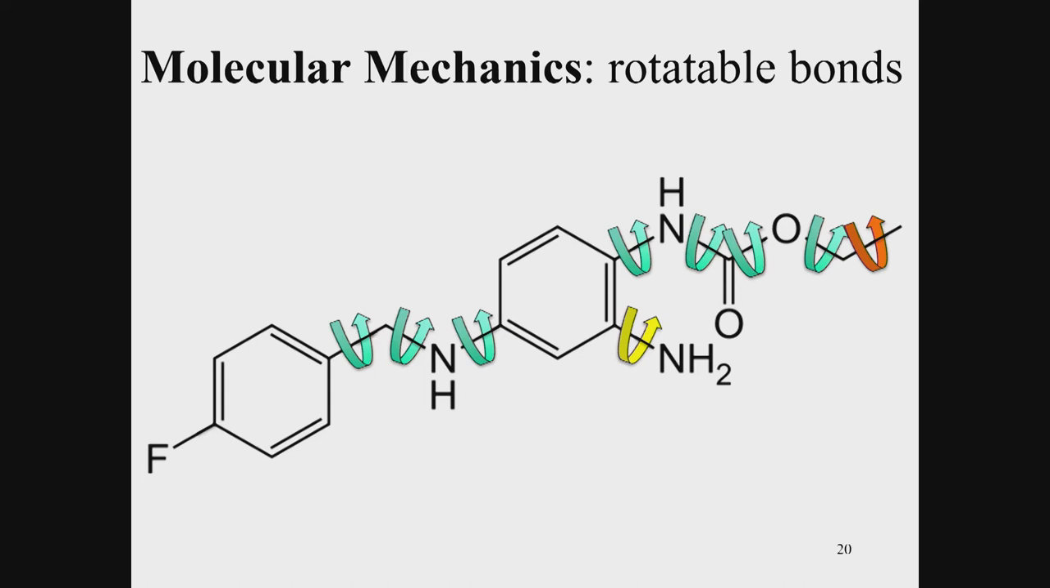What about spinning around here? Well, maybe if you're really interested in where those three hydrogens are on the methyl, that might cause a structure change, but that's probably not that important. So in this particular case, we have between 7 and 9 rotatable bonds, depending on which ones you consider important. The 7 would be the green ones, and the 8th and 9th would be the orange and yellow ones.